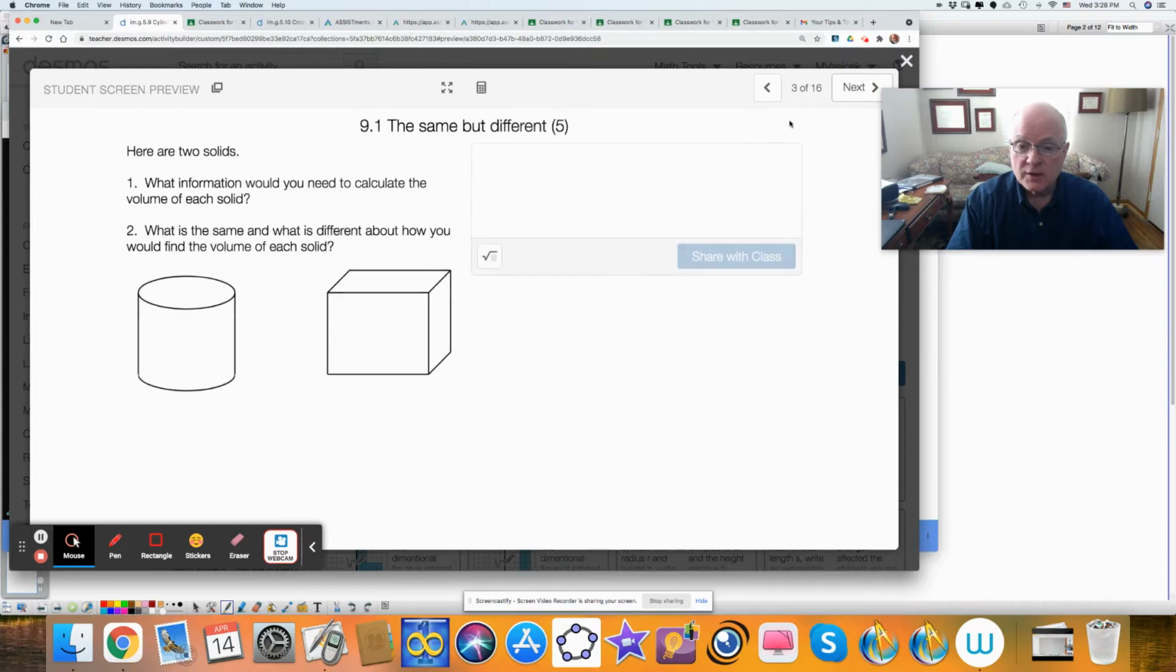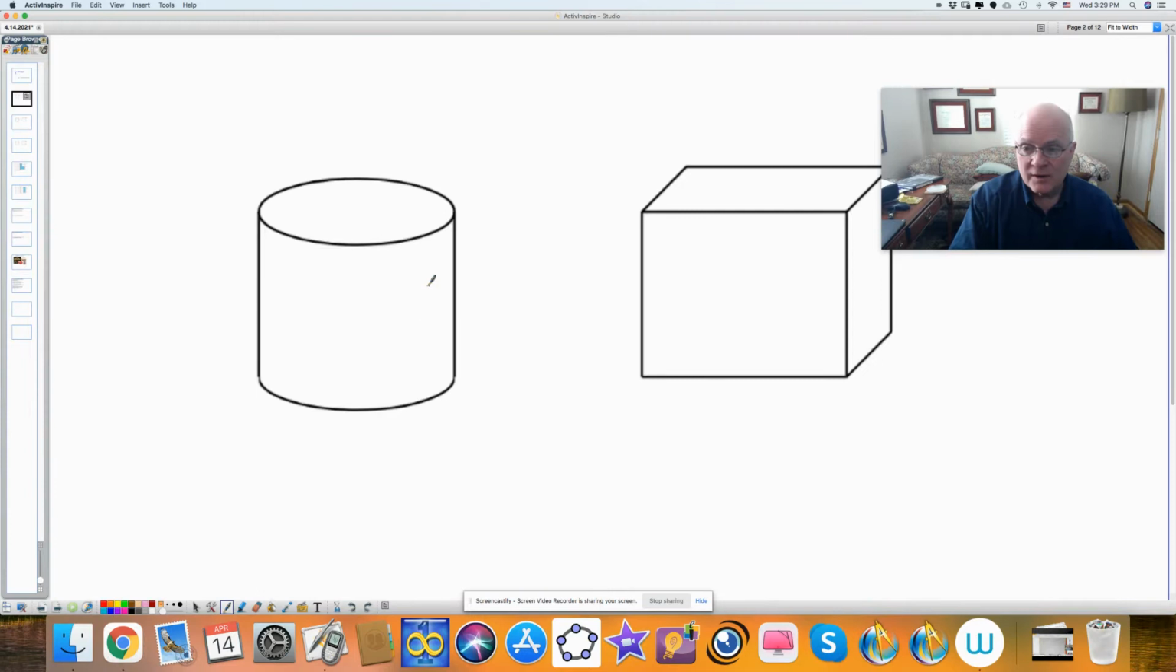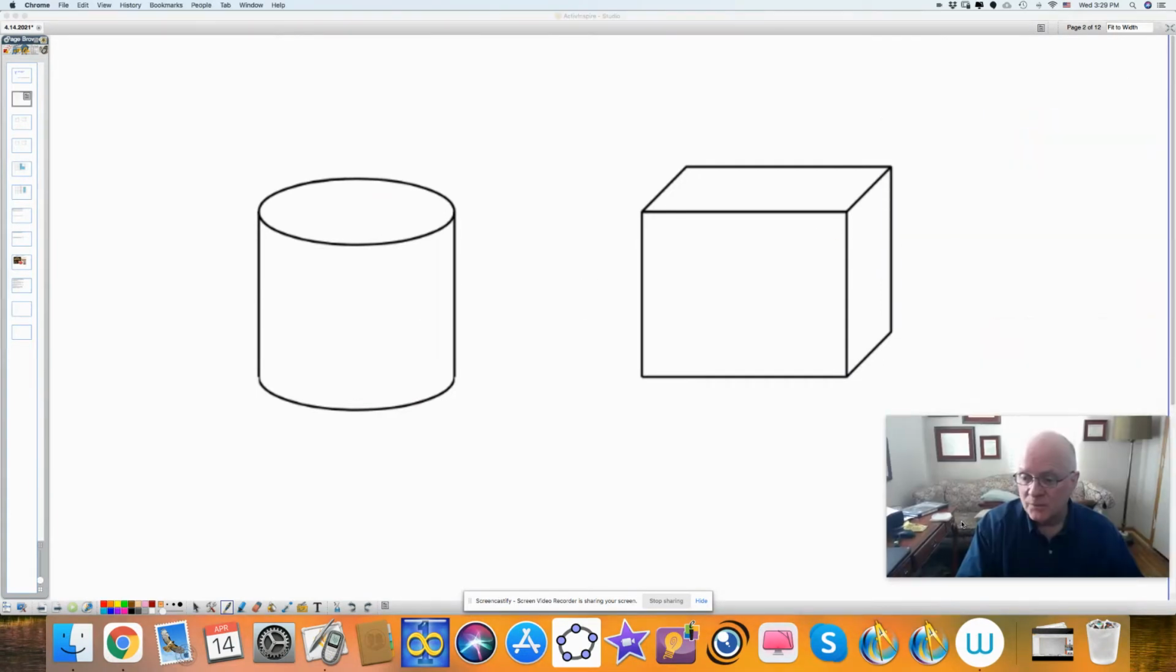So the first thing we had to do was we have these two shapes. One is a cylinder and one is a rectangular prism. And we want to know what is needed to find the volume of each of these. Please write your answer in the space provided. I'm going to show you on my whiteboard how I would solve this problem.